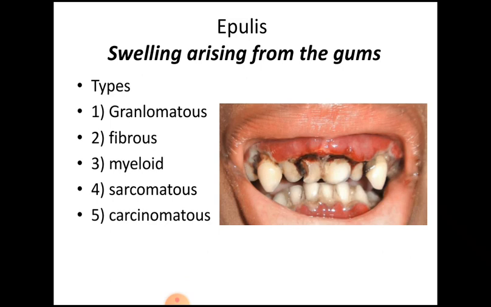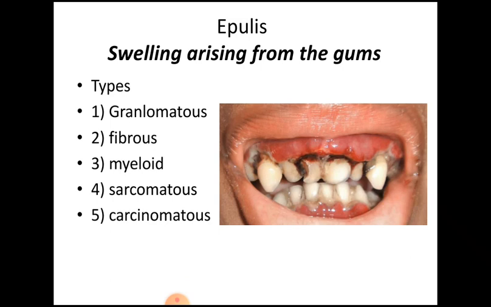So, fibrous epulis is a fibroma of the gum, arising from the mucoperiosteum of the jaw, a pedunculated mass that doesn't cause wide separation of the teeth. Its treatment is extraction of both teeth and wide local excision. Why wide local excision? Because it may change into sarcomatous epulis, sarcoma, malignancy.